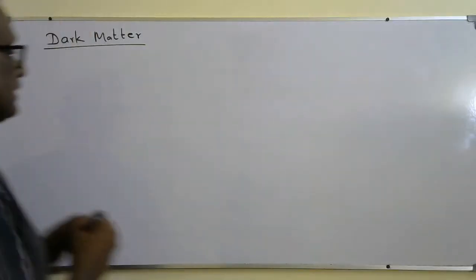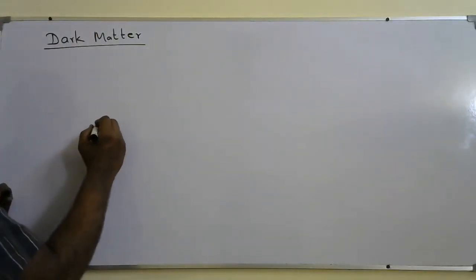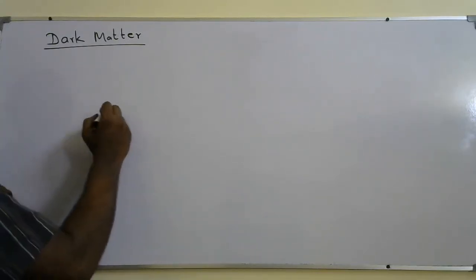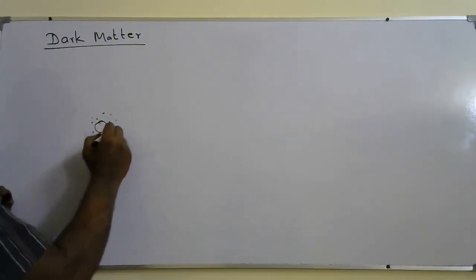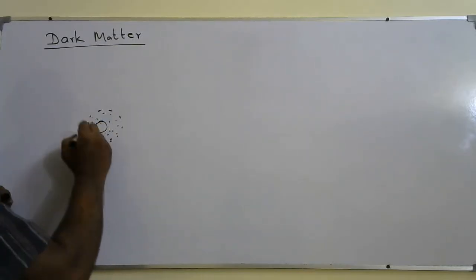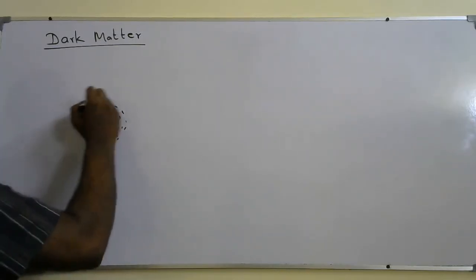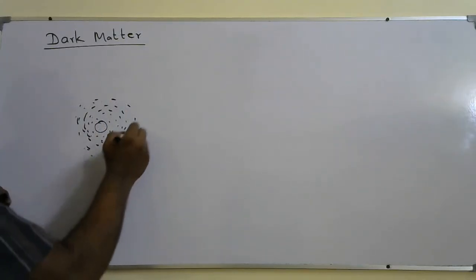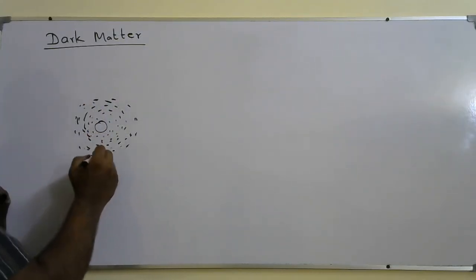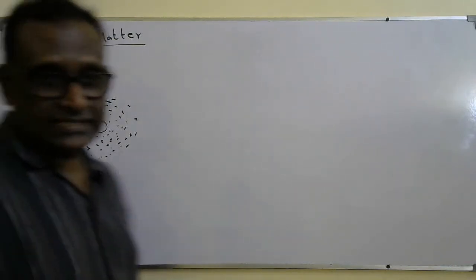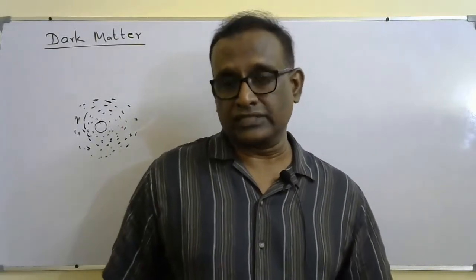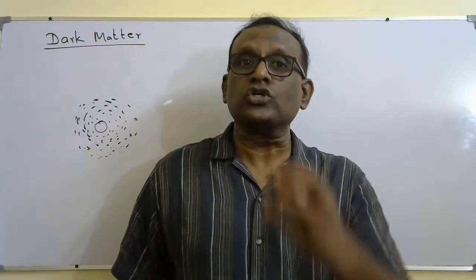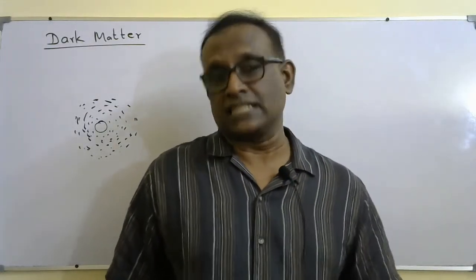So when we consider a galaxy, for example, this is the nucleus of the galaxy, there will be a black hole, and most of the stars are very close to the center of the galaxy. So we can assume most of the mass of the galaxy is concentrated at the center of the galaxy, due to visible matter such as stars.